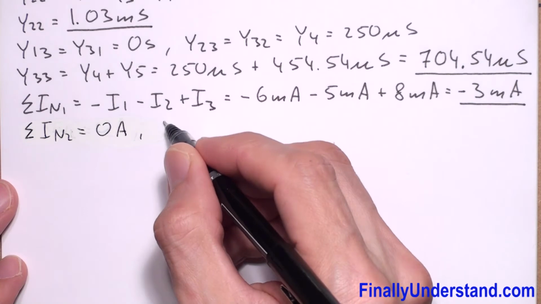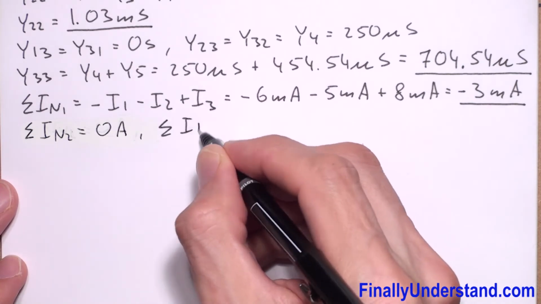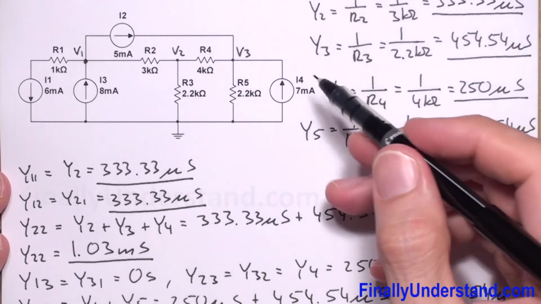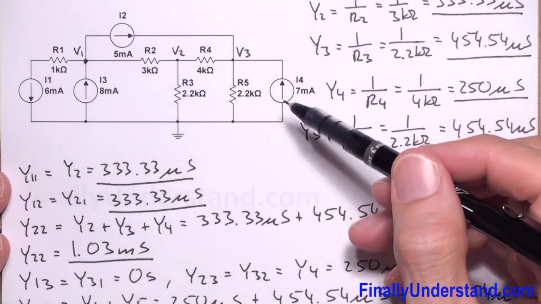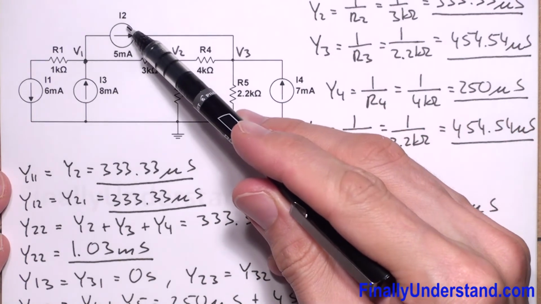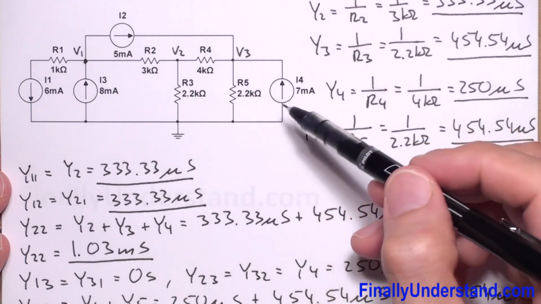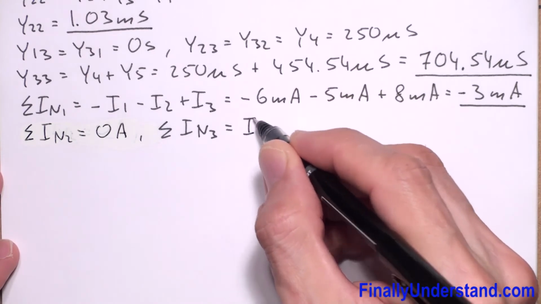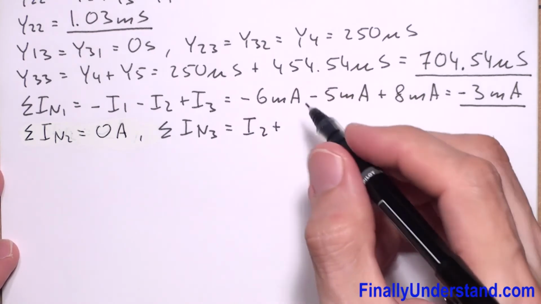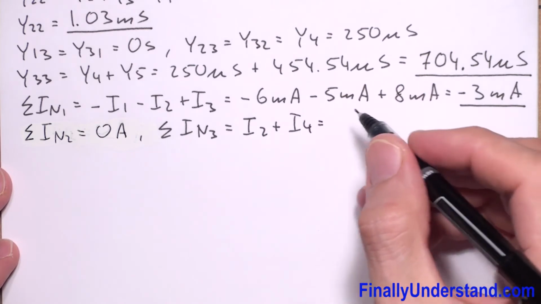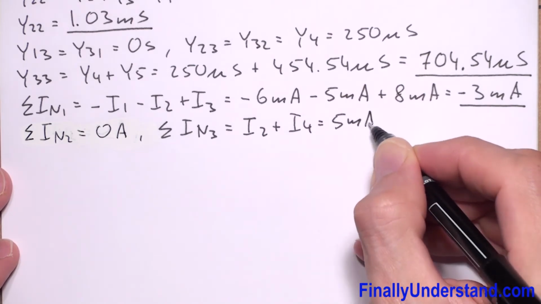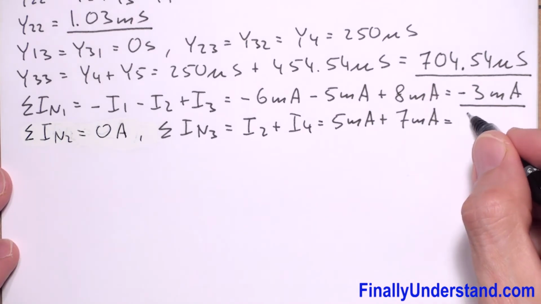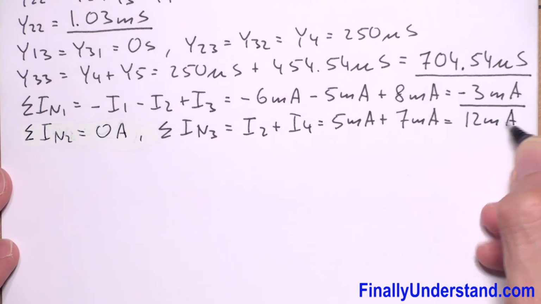Next, I'm supposed to find the sum of the currents at node 3. Please notice that node 3 is going to receive two currents, I2, because this current is going to this node, and I4. So this is equal to I2 plus I4, which is 5 milliamps plus 7 milliamps.